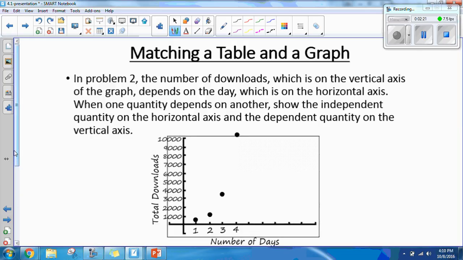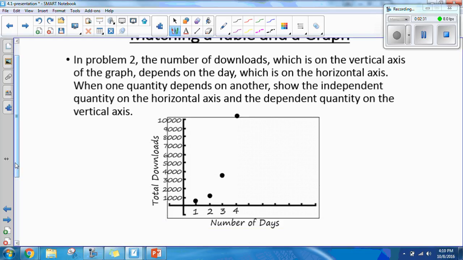In problem 2, the number of downloads, which is on the vertical axis of the graph, depends on the day, which is on the horizontal axis. When one quantity depends on another, show the independent quantity on the horizontal axis and the dependent quantity on the vertical axis.